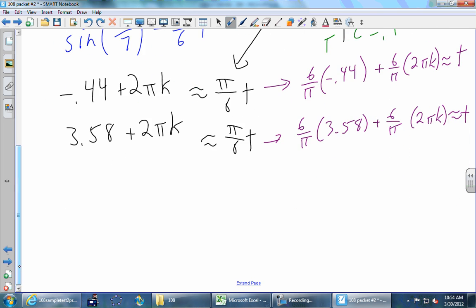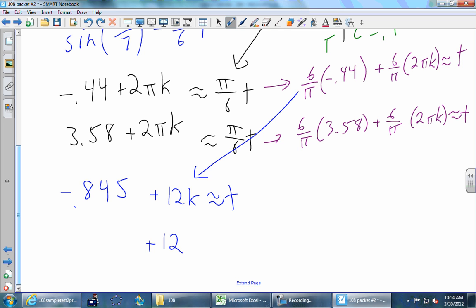Okay, so we'll get the calculators out again. What do we have for this first one when we multiply by 6 over pi? 0.9 or something? 0.84? And then plus, and then we'll go ahead and clean this up because the pi's cancel, not just kind of a coincidence here. So I think we just get a plus 12k. And then on the bottom one, what do we get when we multiply? 6.8.